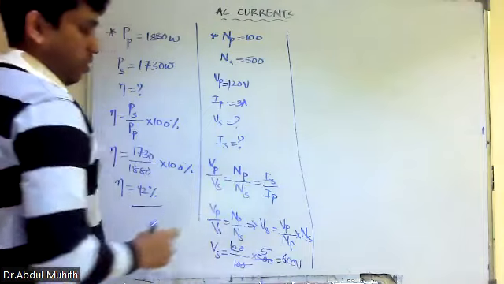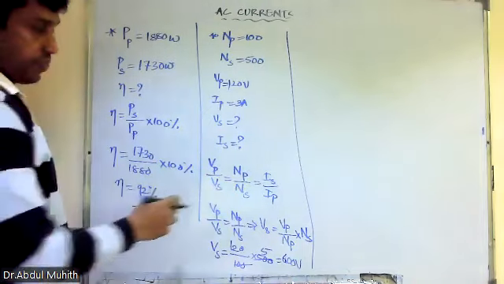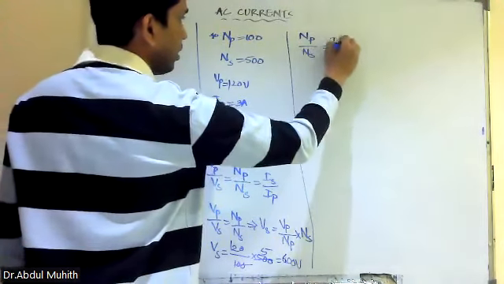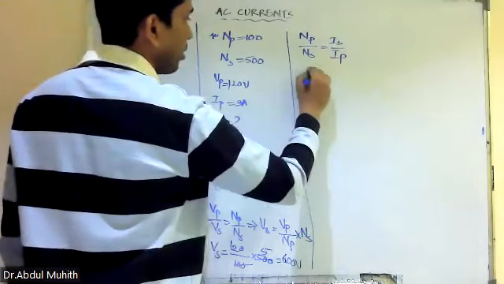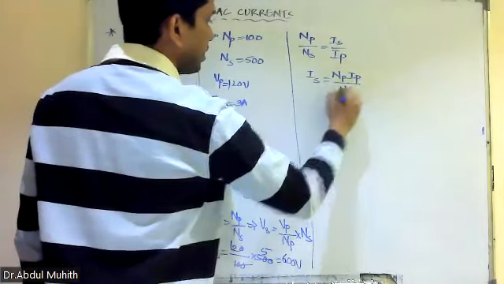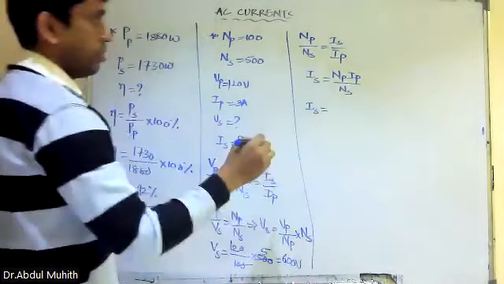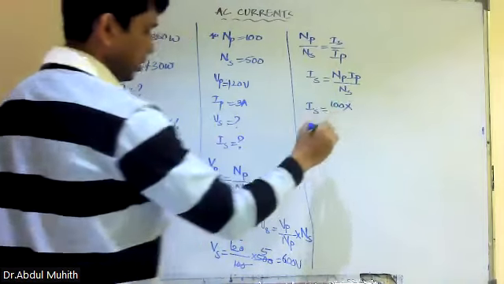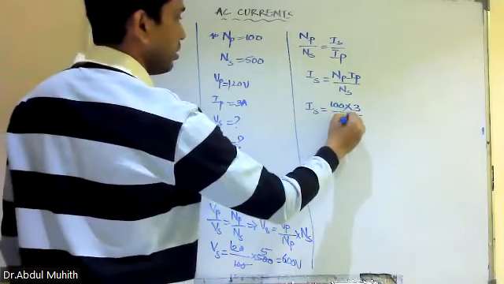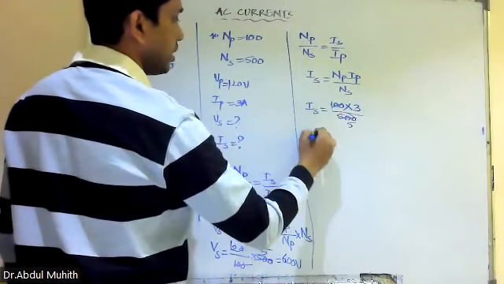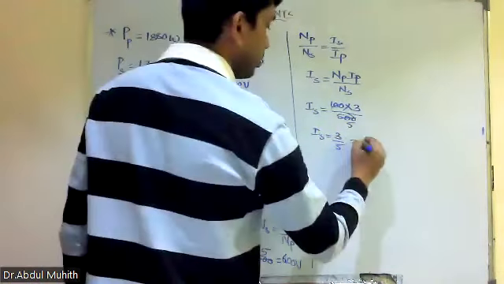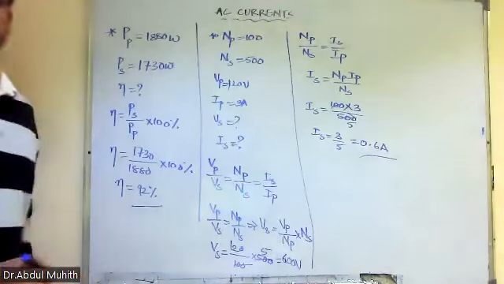Next one. Number of turns on primary divided by number of turns on secondary is equal to Is by Ip. I want to find Is. Is is equal to Np into Ip divided by Ns. Np is 100, Ip is 3, divided by Ns, which is 500. So this becomes 5. Is is equal to 3 by 5, which is 0.6 amperes. Is it clear, all of you?